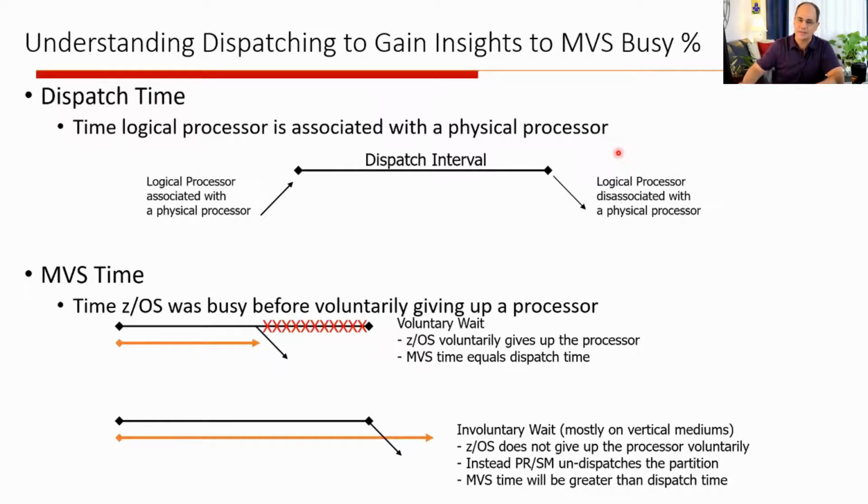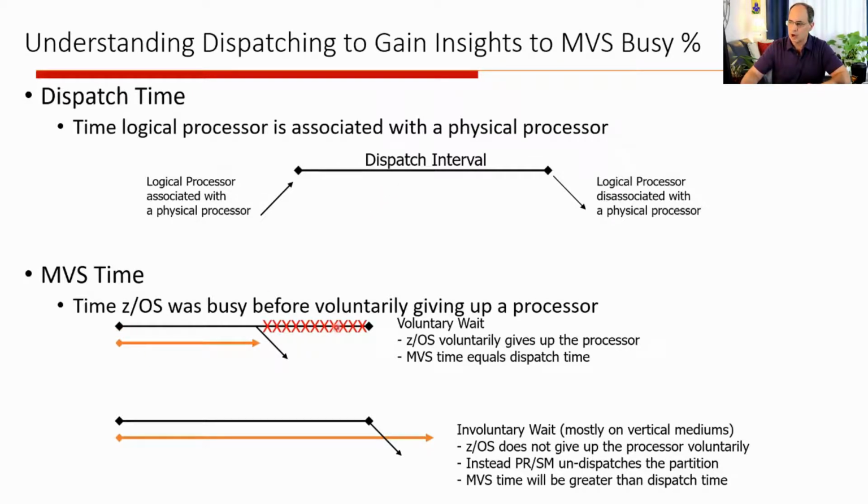Because what happens is when you get dispatched by the processor, when you get dispatched by PR/SM, for example, you're dispatched for a fixed period of time called a dispatch interval. How much time that is is not relevant. It's a few milliseconds, but it changes occasionally. And then once you're dispatched, one of two events can occur.